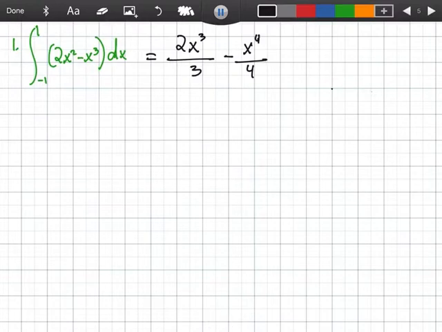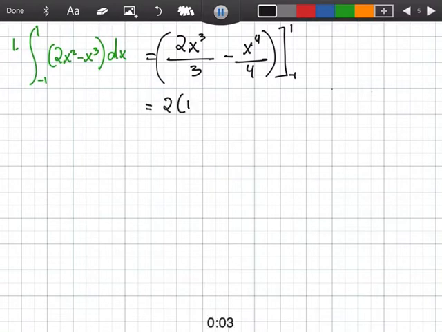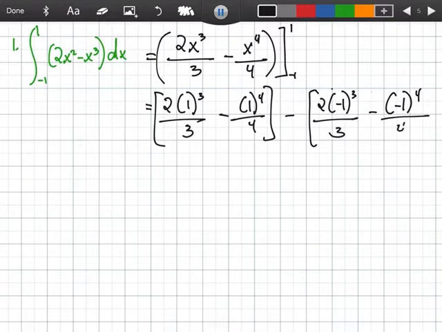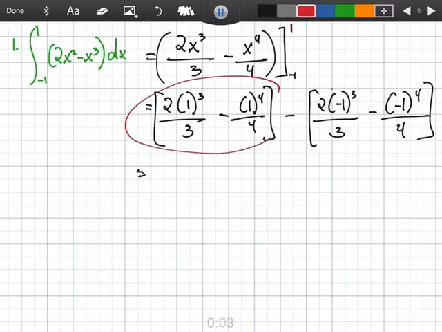Pero, fundamental theorem of calculus, sa-substitute natin yung lower limit and upper limit. So, para sa dalawang functions na yan. So, substitute natin 1: 2 times 1 over 3 minus 1 raised to 4 over 4. Then, yung lower limit naman, 2 times negative 1 raised to 3 over 3 minus negative 1 raised to 4 over 4. So, ito yung sa upper limit minus sa lower limit na substitution.